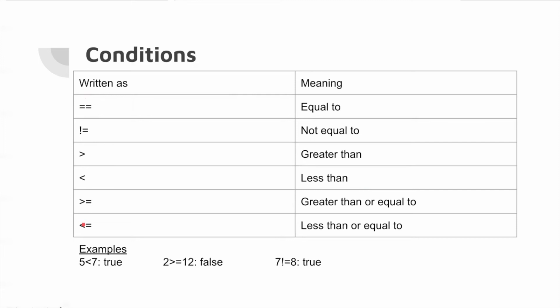And here are some other conditions. So exclamation mark and then an equal sign means not equal to, and then all of these. So here are some examples. 5 is less than 7 would return true because 5 is less than 7. 2 is greater than or equal to 12 would return false because 2 is not greater than or equal to 12. And then 7 is not equal to 8, that would return true because 7 is not equal to 8.